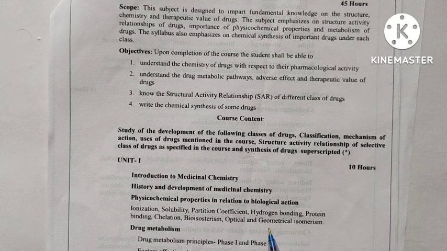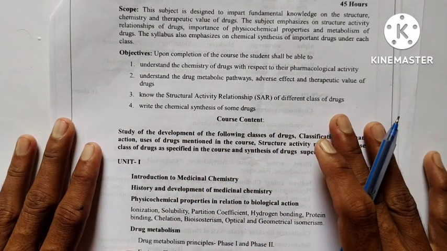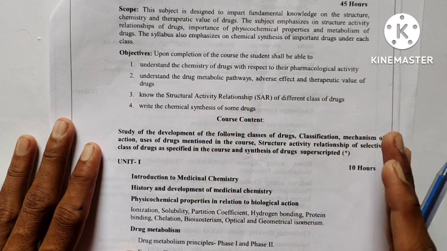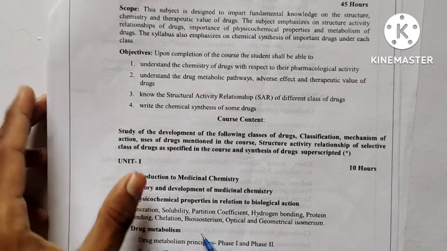In previous classes we have discussed up to chelation. If you are new to this video, first go and watch chelation, solubility, partition coefficient, hydrogen bonding; those are all very important concepts. If you have cleared those concepts, inshallah there is no doubt for you in optical isomerism or bioisosterism. Clear? So now, what is the importance of this bioisosterism in your question papers?